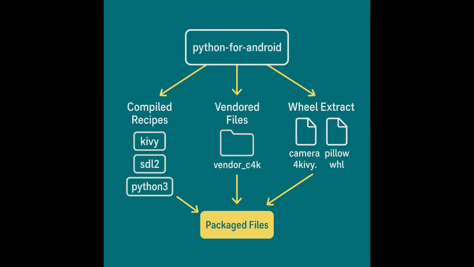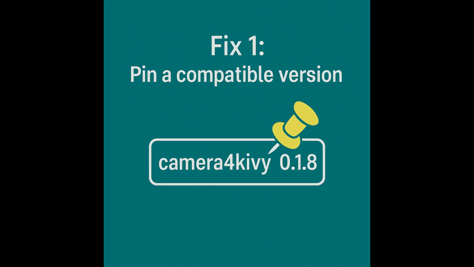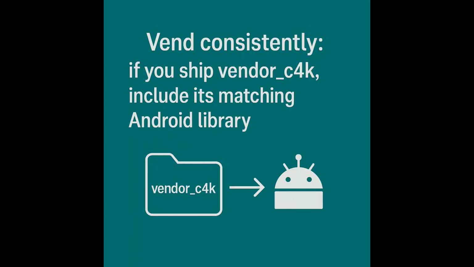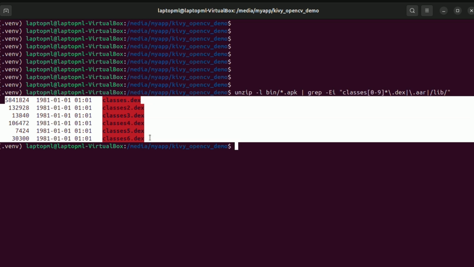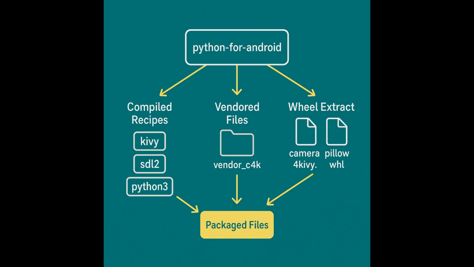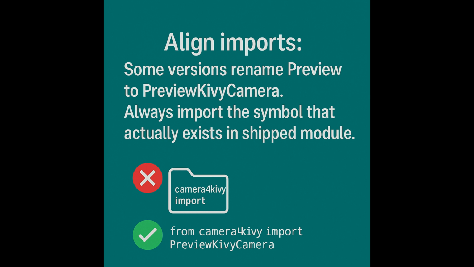Let's talk about three reliable fix paths. Fix A, pin a compatible version. Rebuild and verify with the same inspection steps. Fix B, vendor consistently. If you ship vendor_c4k, include its matching Android library or a Gradle dependency line. Rebuild and check that the Java classes now appear in classes.dex. And the third, fix C, is to align imports. Some versions rename preview to preview Kivy camera.